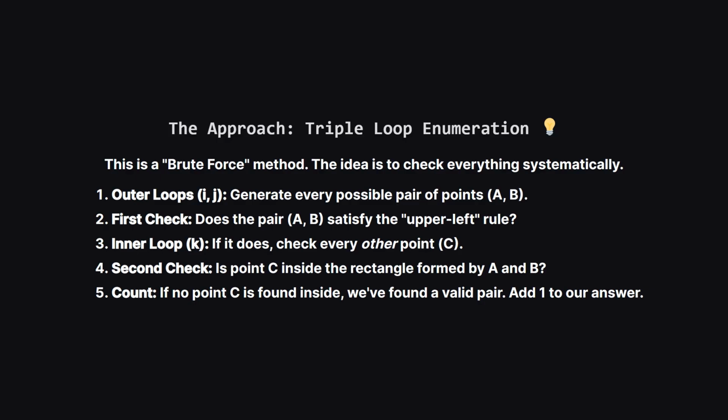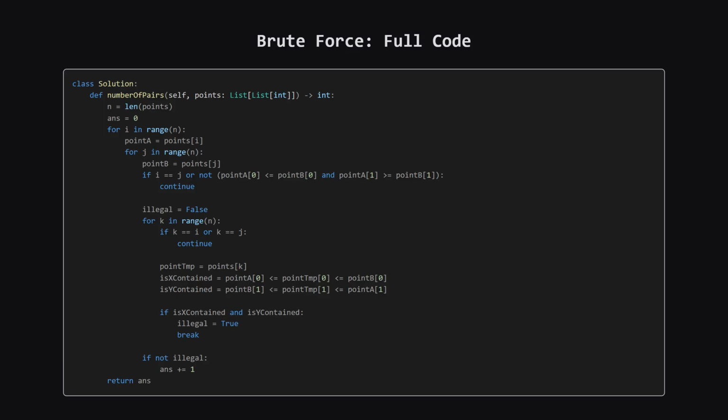The most straightforward way is to just check everything. We can call this the brute force or triple loop approach. The idea is simple. First, we'll use two loops to create every single possible pair of points, A and B. For each pair, we'll check if it meets our upper left rule. If it does, we'll then use a third loop to check every other point, let's call it C, to see if it's inside the AB rectangle. If we find even one point inside, we disqualify the pair and move on. If we check all other points and find none inside, we've found a valid pair and we add one to our count. And here is what that logic looks like in Python.